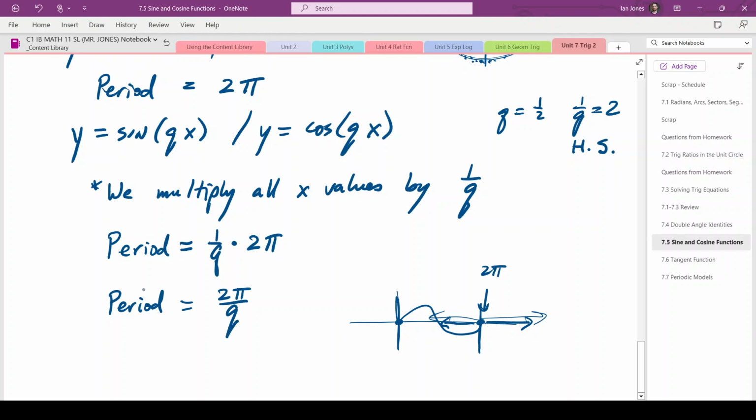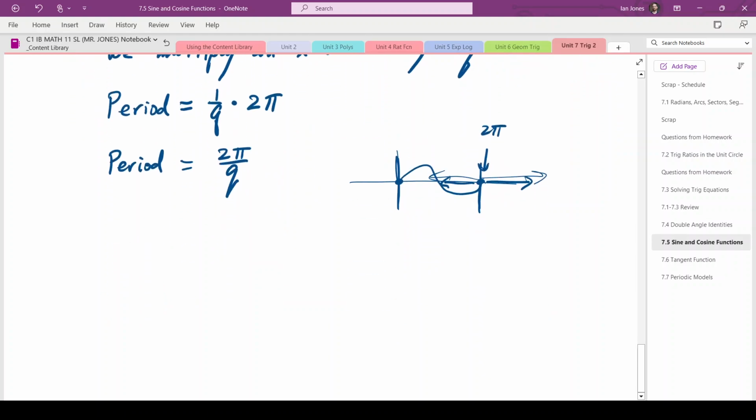Sometimes people write period as p. I'm a little bit reluctant to do that just because p has so many other meanings in math.